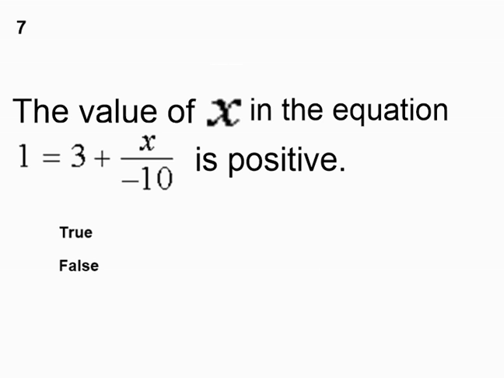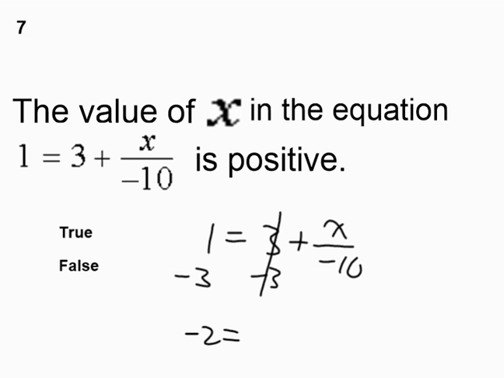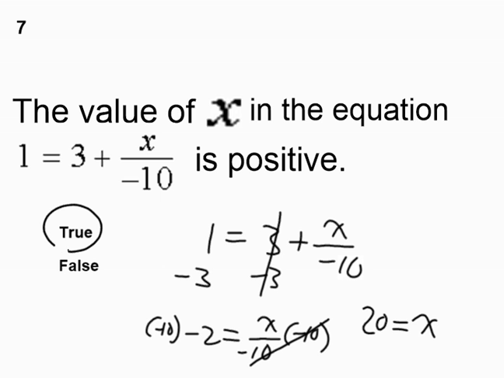Your 7th question, same type of question, so we're going to write down the equation. First thing I'm going to do is get rid of your constant, which is 3, by subtracting 3 from both sides. Then I'm going to multiply both sides by negative 10. And I end up with x is equal to positive 20. Is that true? Yes, it is. It is a positive value.